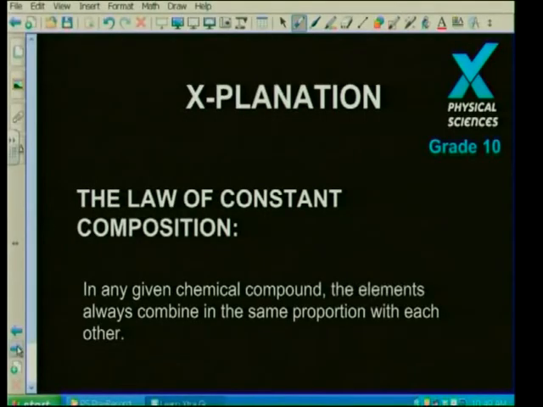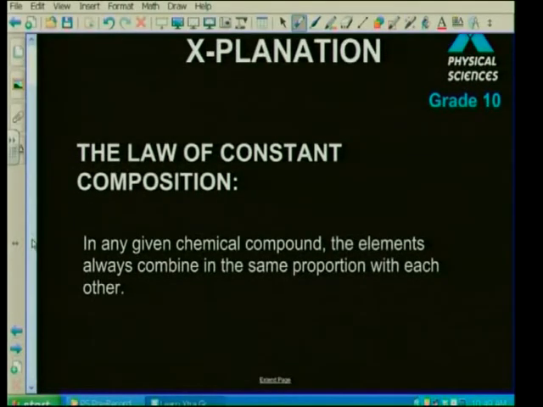Okay, now there's something else that I want you to know about the products formed when we're doing chemical reactions. And this is a law that some people don't really understand too well, but I want to try and explain it to you. It's called the law of constant composition or proportion. The law of constant composition or law of constant proportion. It says any given chemical compound, the elements always combine in the same proportion with each other.